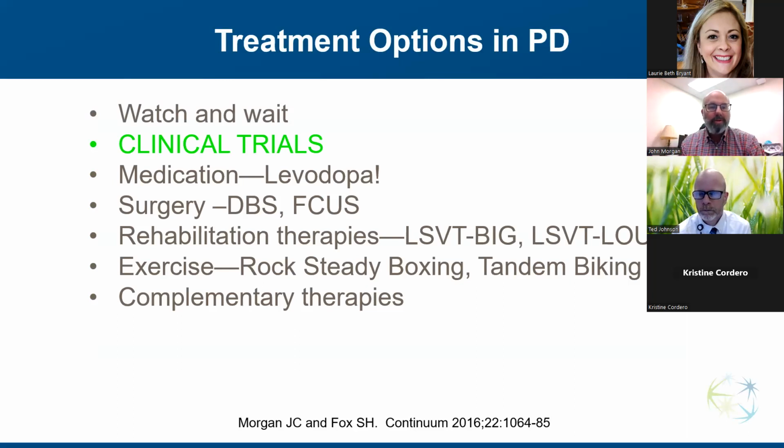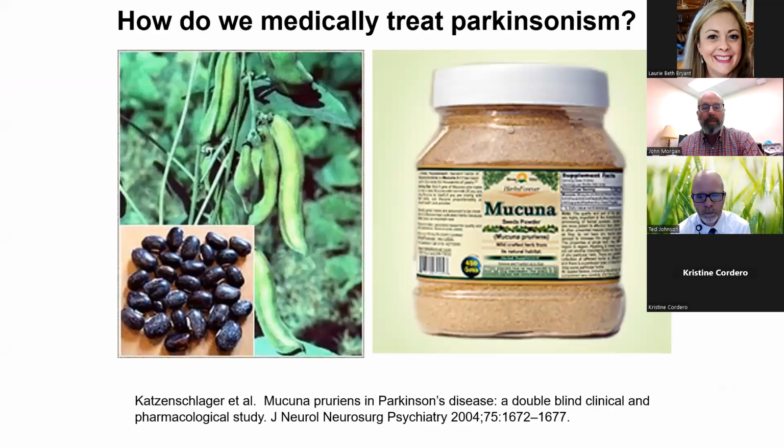And you can also consider clinical trials. And then medication-wise, levodopa is certainly the standard of therapy, the gold standard. Deep brain stimulation and focused ultrasound have emerged as important surgical options for patients and can make a big improvement in quality of life. And then rehabilitation therapies are really important as well. There's the Lee Silverman voice therapy technique, called LOUD, which works with voice volume. And there's the BIG therapy technique, which works with amplitude-based movements. Exercise regimens are important for patients, rock steady boxing, tandem biking, and then there's all kinds of complementary therapies that can be used as well.